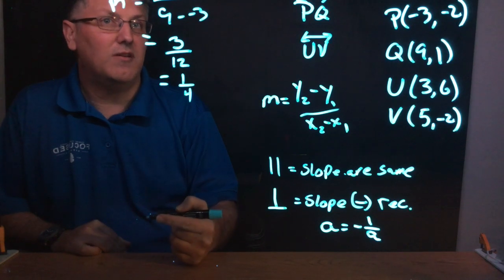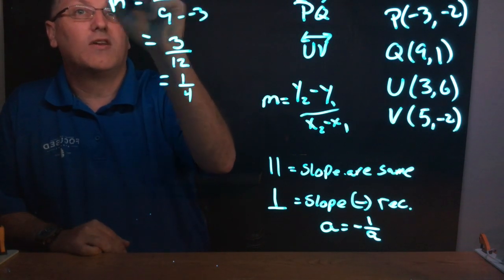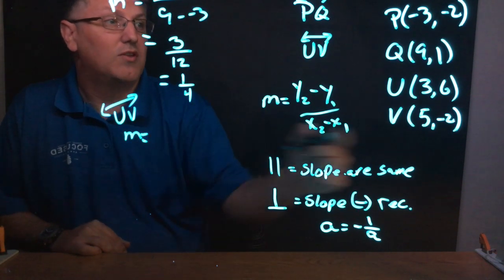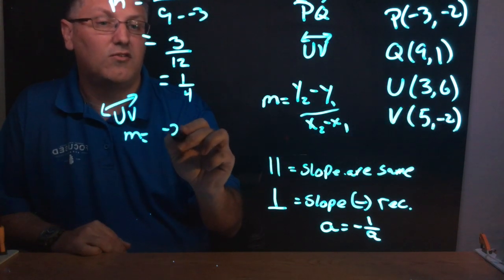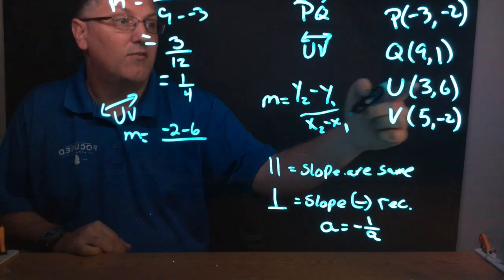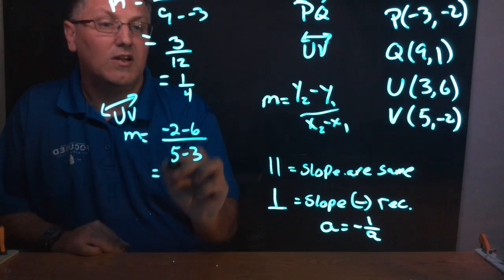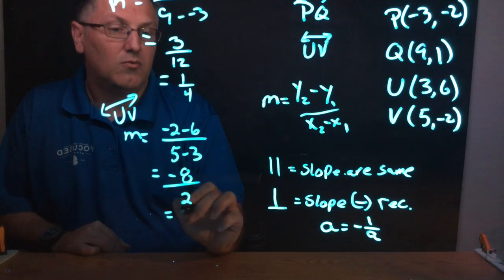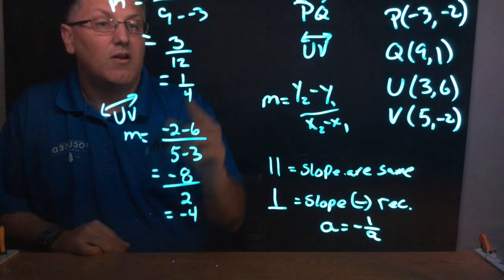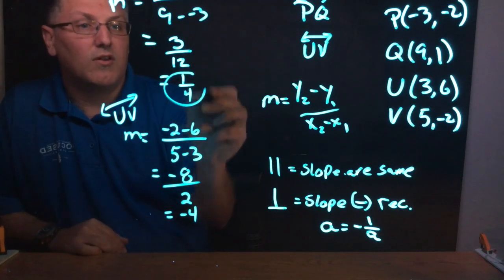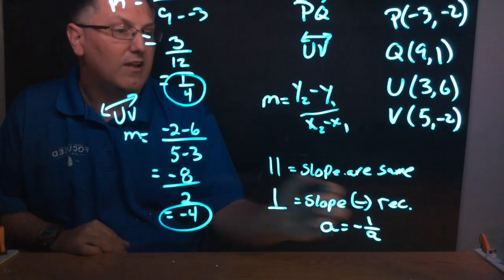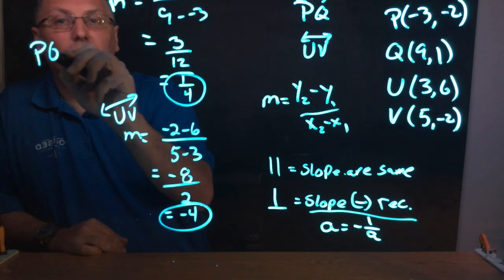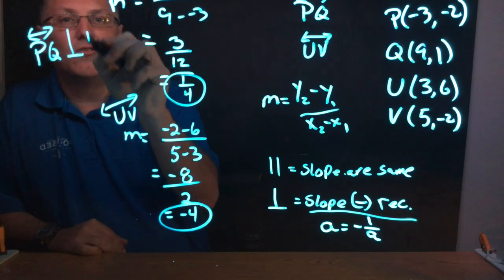So now let's look at UV. That was for line PQ. Now let's do line UV. My slope, same idea: -2 minus 6 divided by 5 minus 3. This is going to give me -8 over 2, which is indeed -4. Now, as we're saying, with the 1/4 here and the -4, they are negative reciprocals of each other. So line PQ is perpendicular to line UV.